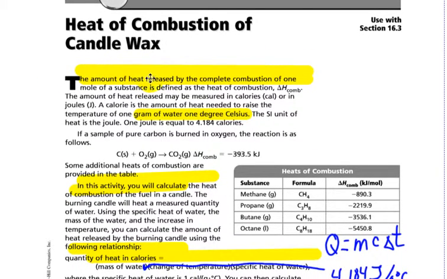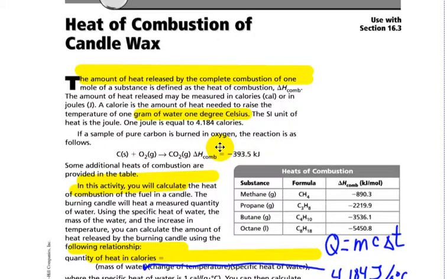The amount of heat released by the complete combustion of 1 mole of substance is defined as the heat of combustion, or delta H COMB as a subscript. The amount of heat released may be measured in calories, the older way, or in joules, the newer way. A calorie is the amount of heat needed to raise the temperature of 1 gram of water by 1 degree C. The SI unit for heat is the joule, and 1 joule is equivalent to 4.184 calories, as we've seen earlier.